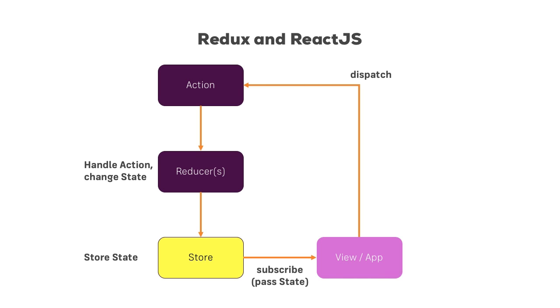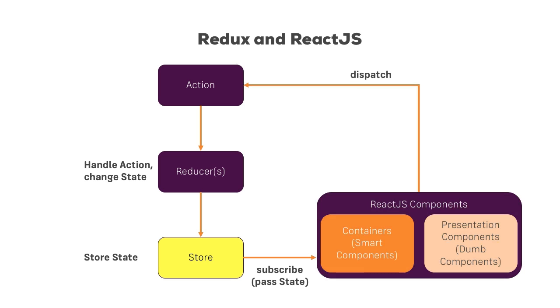They get their data through props. That's a typical pattern. In your Redux React application, you typically have multiple components, ones that are smart, so-called containers, and ones that are dumb, so-called presentation components. The dumb components are not directly connected to Redux. They don't know about the state. That's why they're dumb. The smart components, the containers, they are connected to Redux. That's why they are smart. They know about the state.